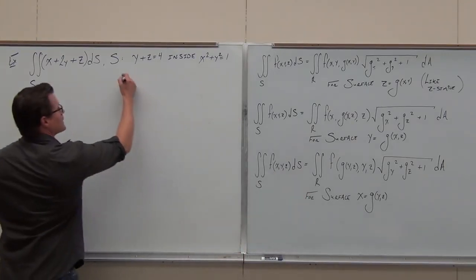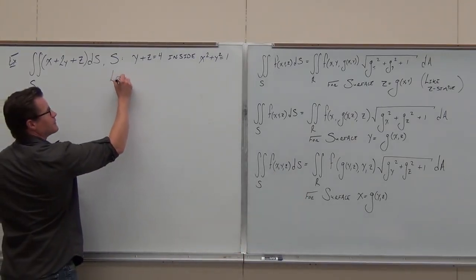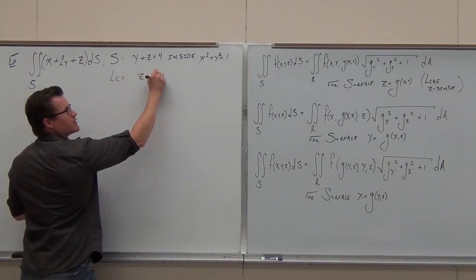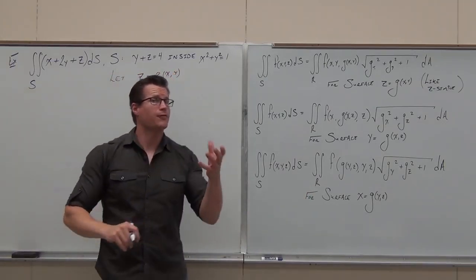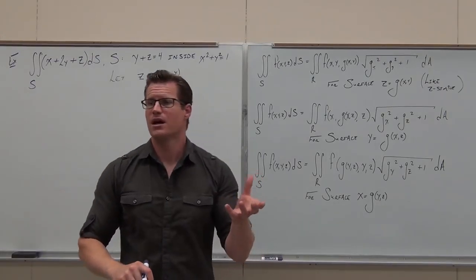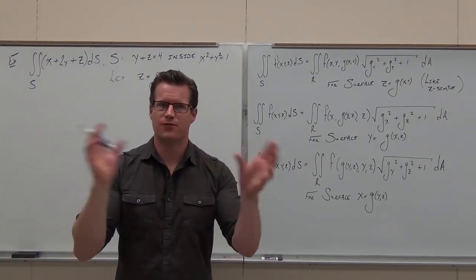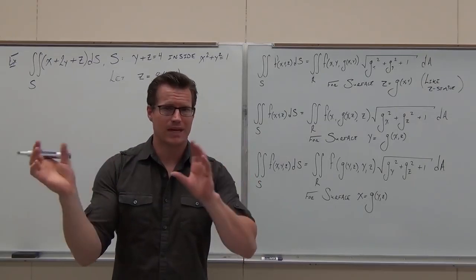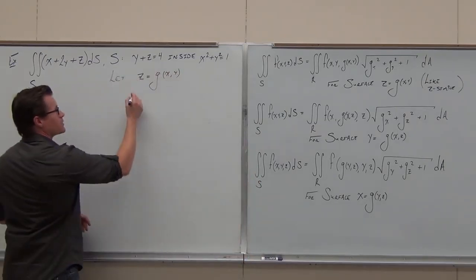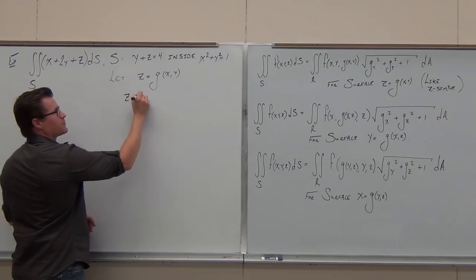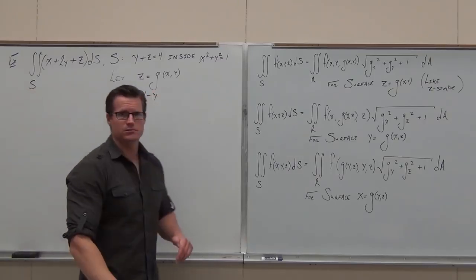So we'd say, let z equal a function in terms of x and y. It doesn't have to have both x's and y's, but you can't have two different functions. That's why we didn't pick y. We can't have two different functions out of this thing. You have to have one function. So in this case, we'd say, hey, z equals 4 minus y. Pretty easy.